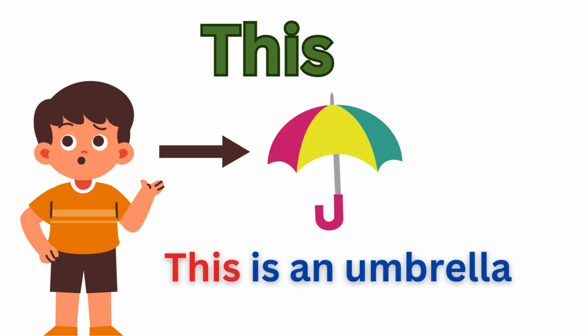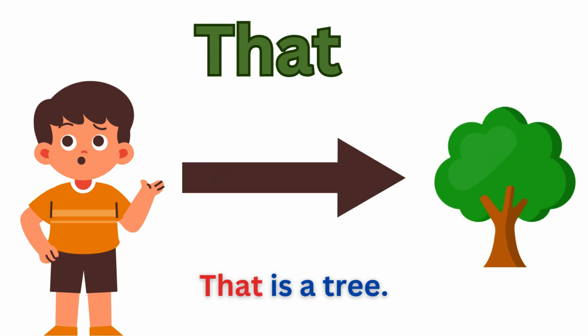This is an umbrella. Here we use this because the umbrella is near to the boy. So this is an umbrella. That is a tree. Here we use the word that because in this picture the tree is far from the boy. So that is a tree.